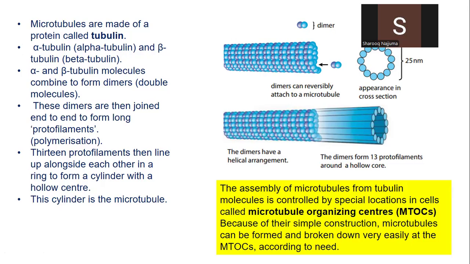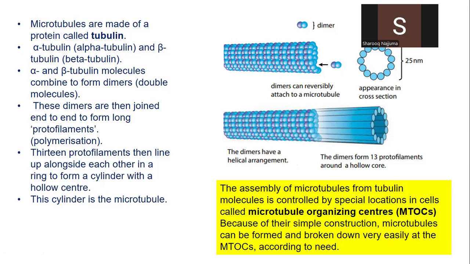Now, this means that a microtubule can be disintegrated very easily, and at the same time, it can be assembled very easily. The way these dimers were joined to form a protofilament, they can simply be disintegrated, broken down. The assembly or the disintegration of those microtubules happens in a region inside a cell known as a microtubule organizing center.